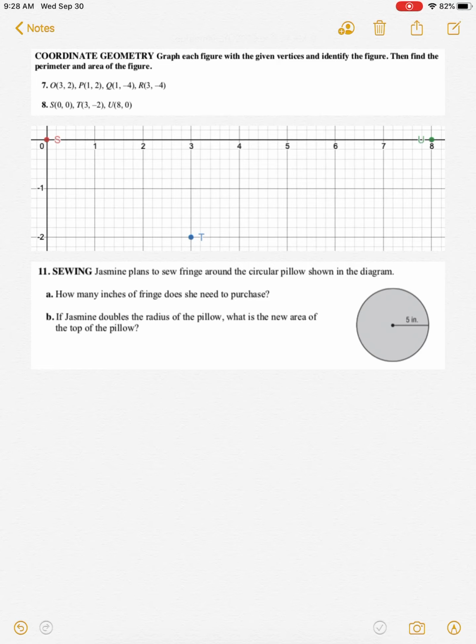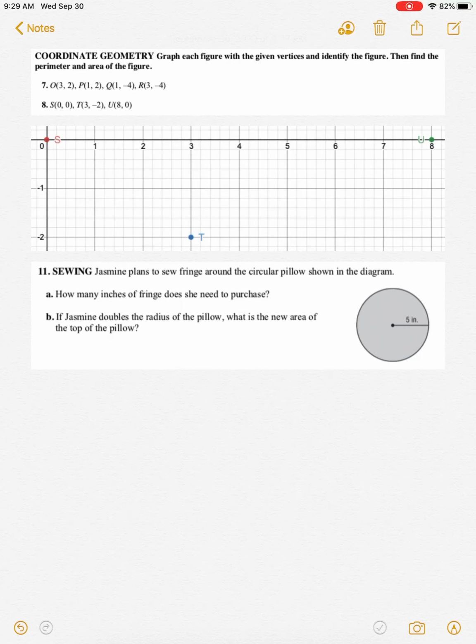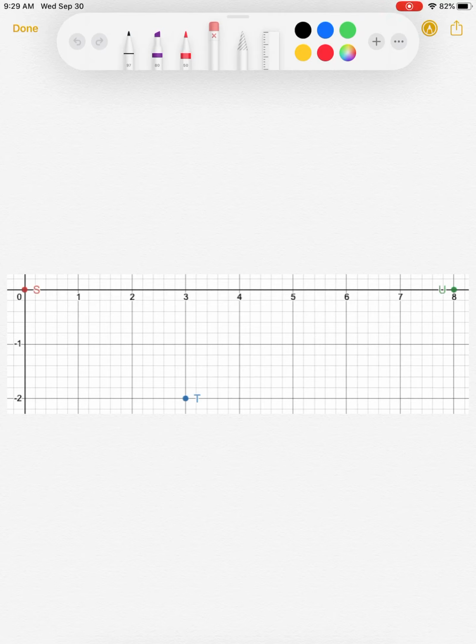So for number 8, they give us points (0, 0), (3, -2), and (8, 0). I have already graphed this using Desmos, and this is what I got. So we need to find the area and the perimeter.